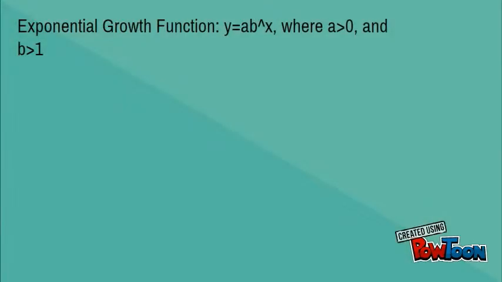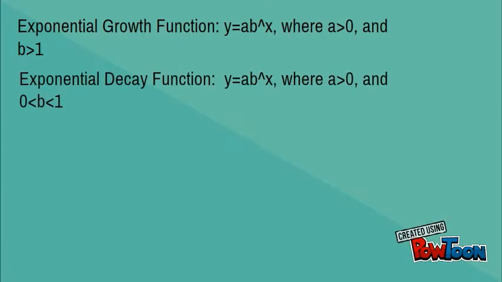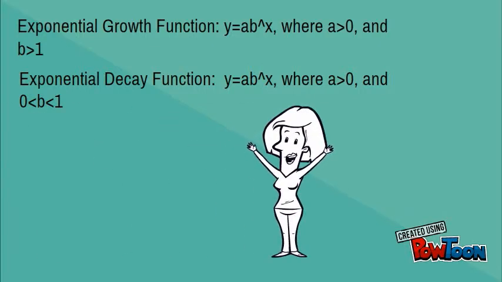Exponential growth function: y equals a b to the x, where a is larger than 0, and b is larger than 1. Exponential decay function: y equals a b to the x, where a is larger than 0, and b is in between 0 and 1.